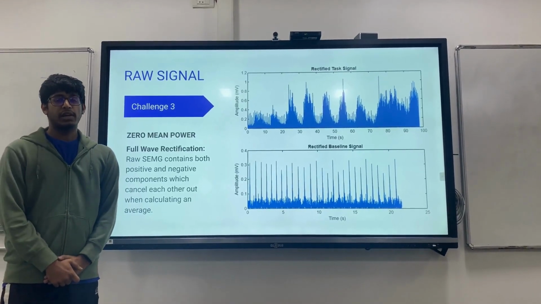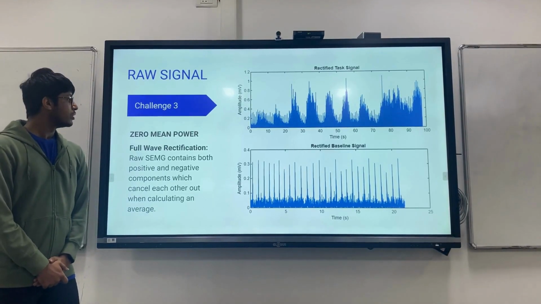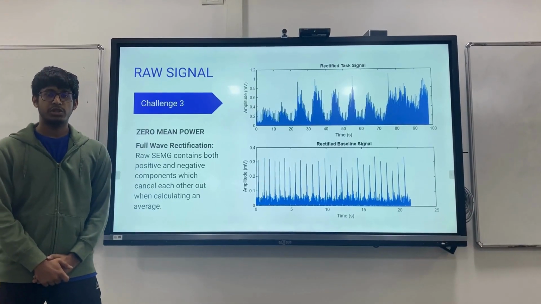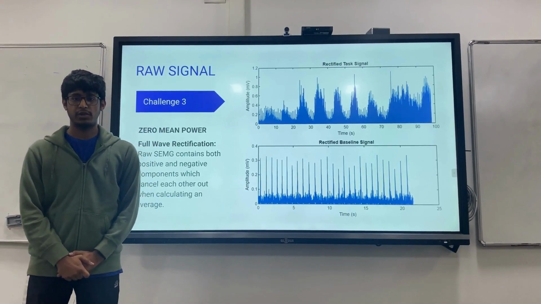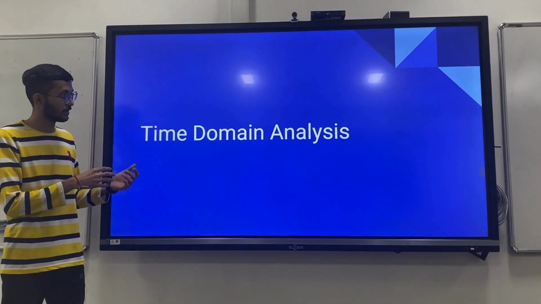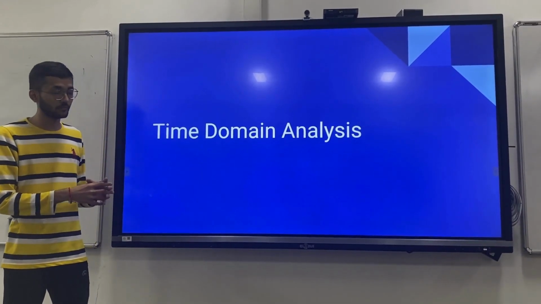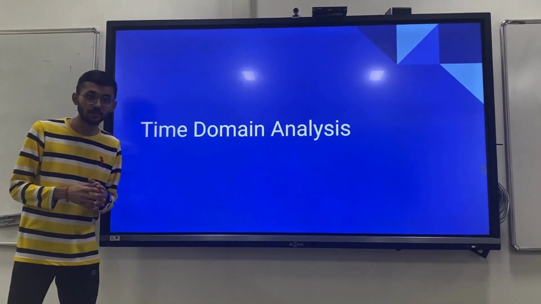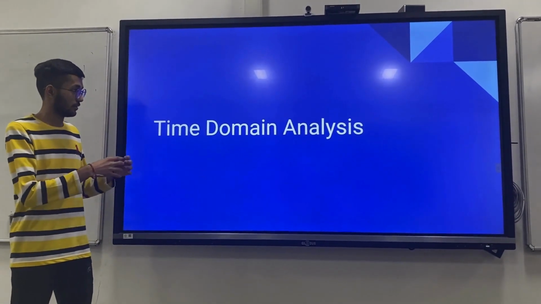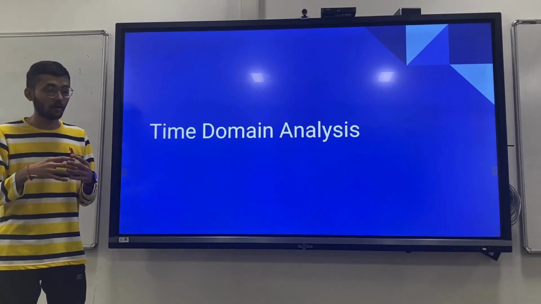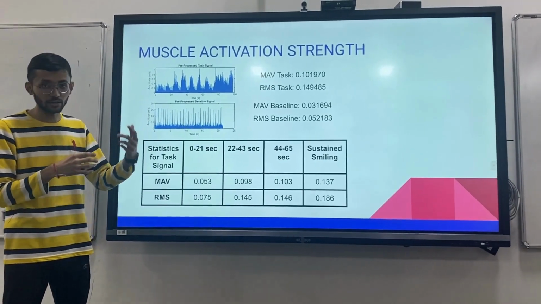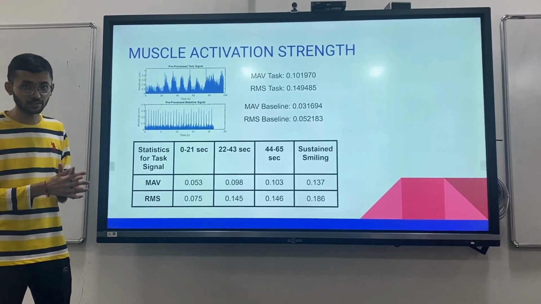Lastly, to perform time domain analysis, we did full wave rectification. The raw sEMG signal contains both positive and negative components which cancel each other out when calculating an average. Now coming to time domain analysis, our objective was to analyze the muscle activation strength of the baseline and the task signal using two key metrics, mean absolute value and the root mean square value, which are MAV and RMS. They provide key insights into the muscle activation strength during different tasks: the higher the value of both these metrics, the more the muscle activation strength.